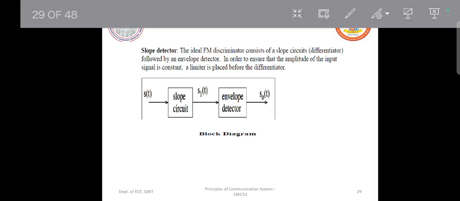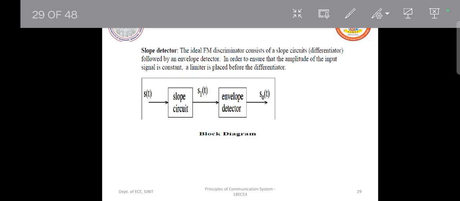Okay, so in the last class, we discussed the basics of FM, and we also learned how to generate narrowband and wideband FM. Now we shall try to see how we can demodulate the FM signal. So this block was shown in the previous video also, where you have a slope circuit as well as the envelope detector. So this is basically the FM discrimination method.